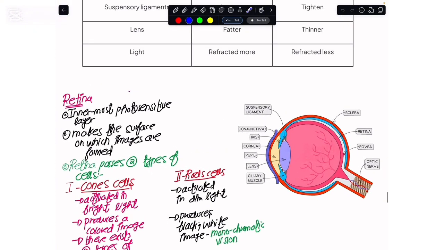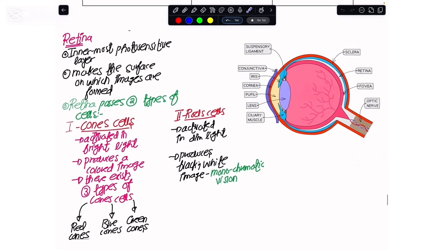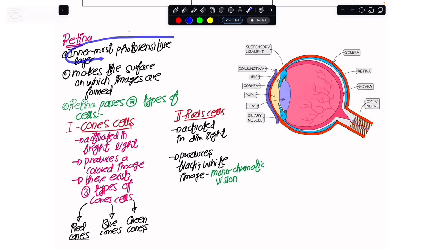So the point that must click in your mind in context of the retina is that this is the innermost photosensitive layer of the eye. Why do we call this the innermost photosensitive layer? Because this is the surface where the images are formed. Like if this is an object you're looking at, its image would be formed here on the retina.